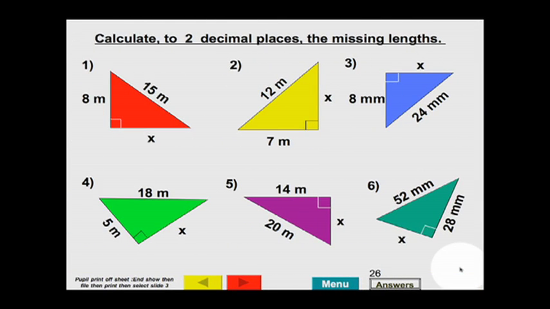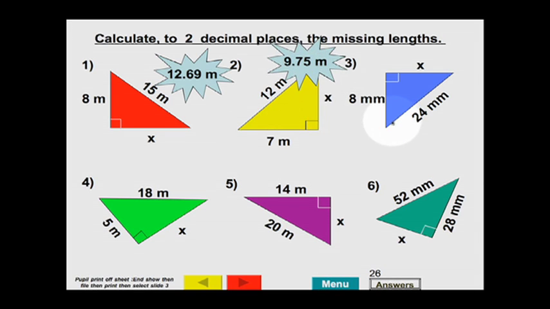Have a go at these on your own. Again, we're looking for one of the shorter sides. Square 15, square 8, subtract them, and square root it. So it's 15 squared, take away 8 squared, and that's the value of x once you've square rooted it. 12 squared, take away 7 squared, square root it, and that's my value of x. 24 squared, take away 8 squared, square root it, that's the value of x.